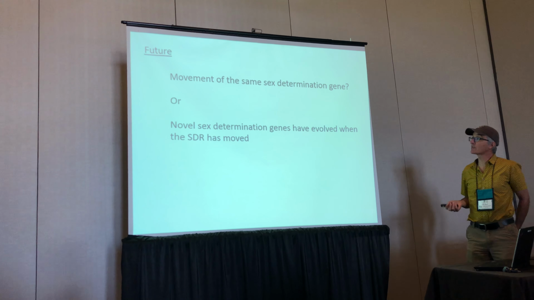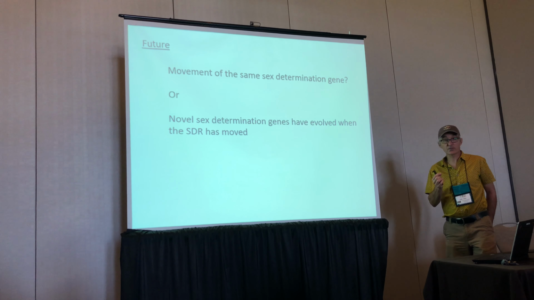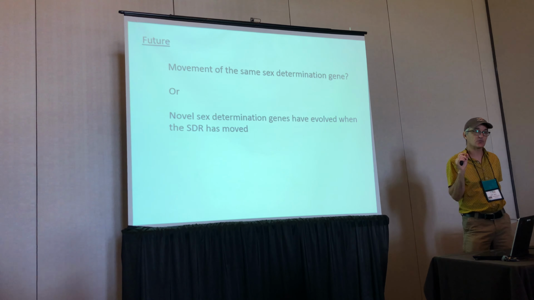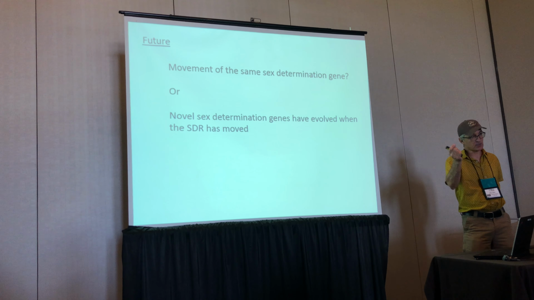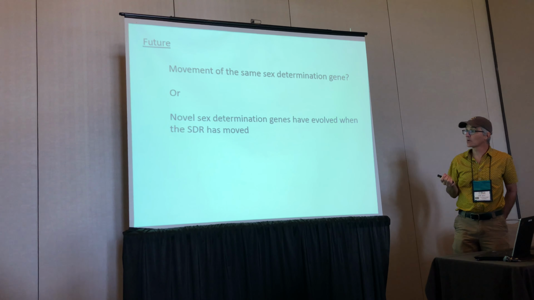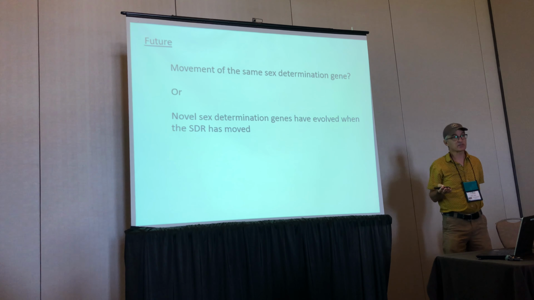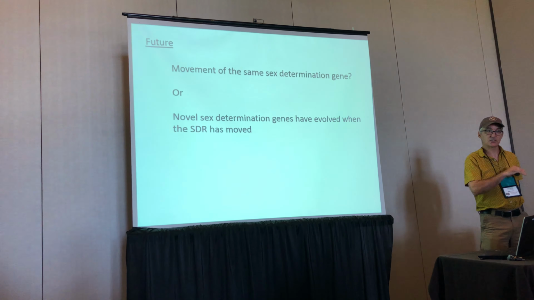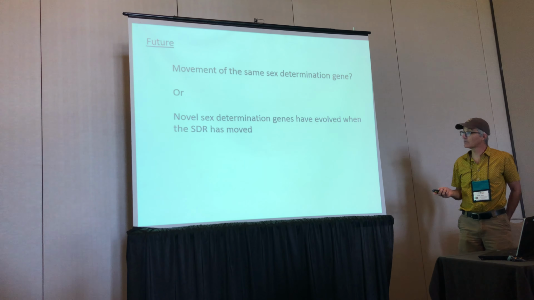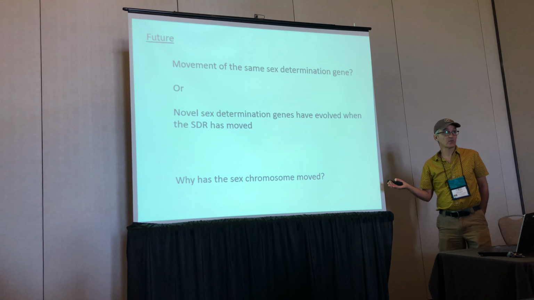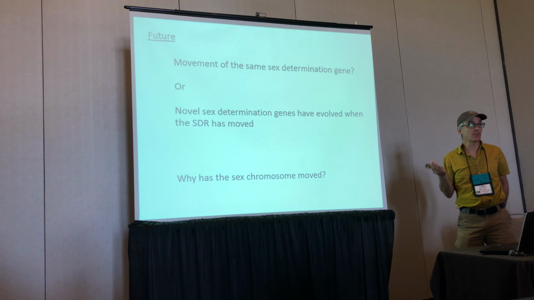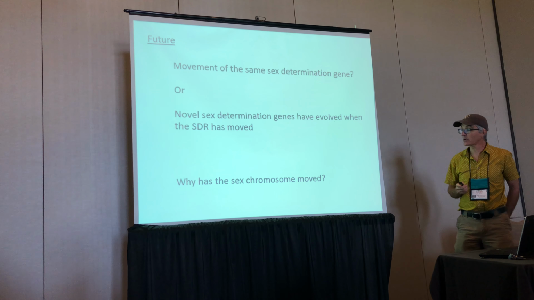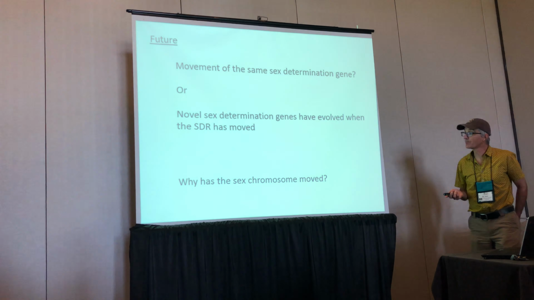So for future studies, we're interested in what's going on here. Is there one gene that controls sex determination, and that single gene is moving around to different places? Or do we actually have novel sex determination genes that are evolving in different places and causing the sex chromosome to move from one place to another? We're also interested, of course, in why the sex chromosomes move. We have some hypotheses about that and are doing some ecological studies to try to address that, but we really aren't along to that stage yet.